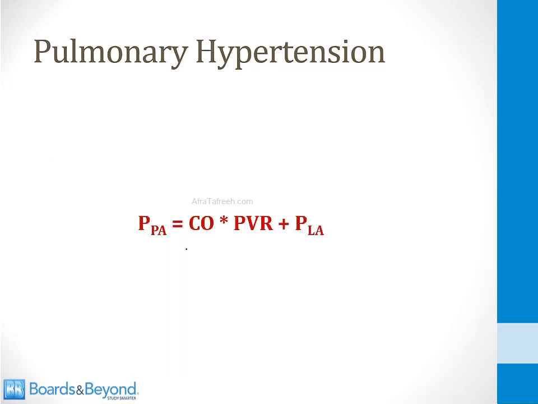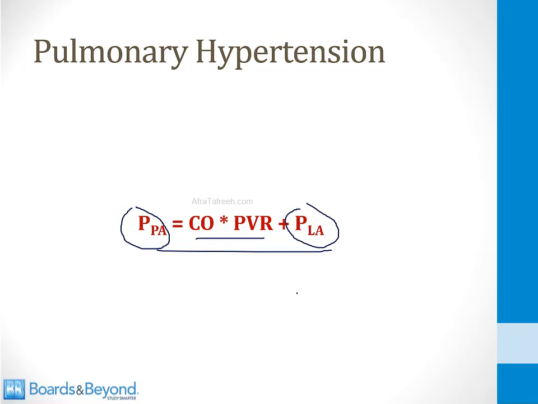Now we're going to talk about the different causes of pulmonary hypertension. And the easiest way to understand this is to look at the flow equation, which I've shown on the screen here. This equation tells you the determinants of the pressure in the pulmonary artery. It's equal to the cardiac output times the vascular resistance plus the pressure in the left atrium.